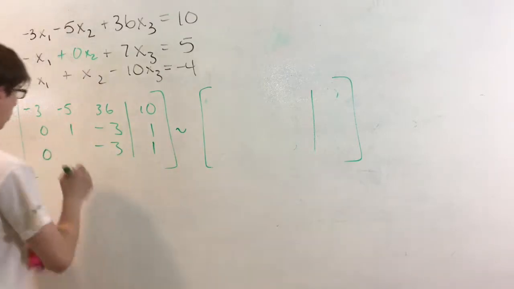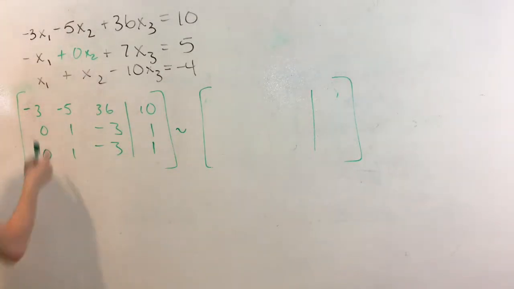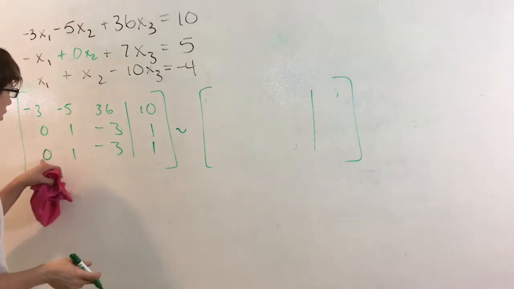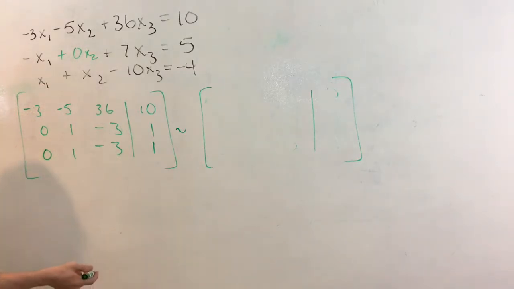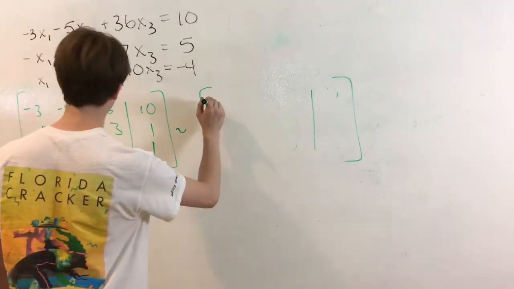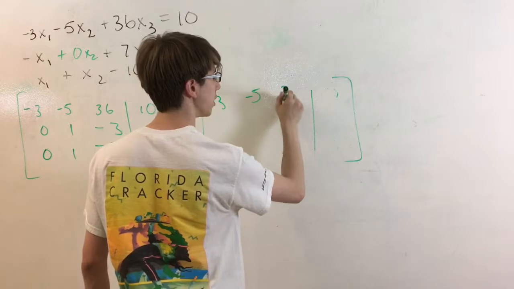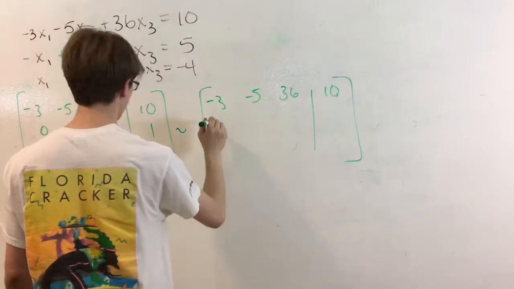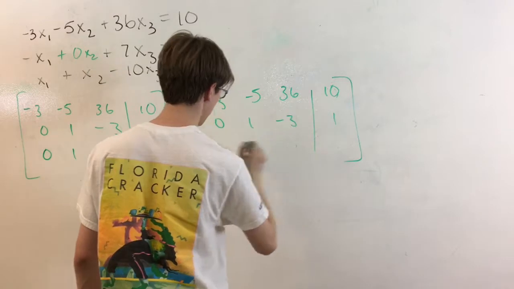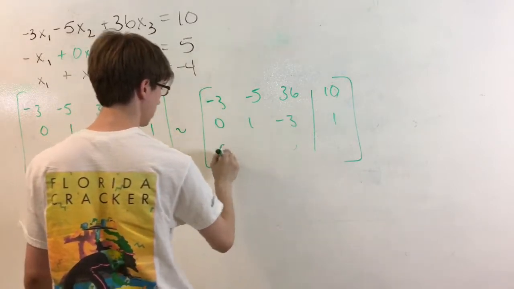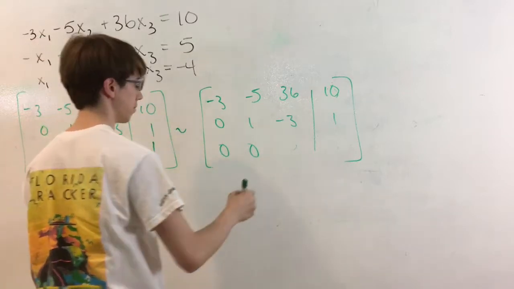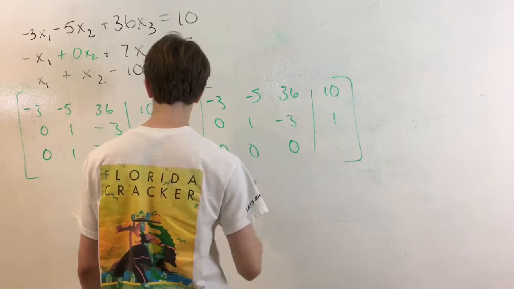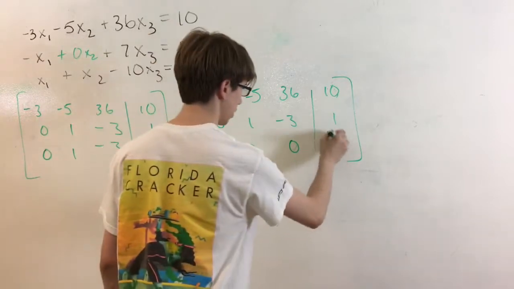So in order to do that, well, we can't do any operation with the first row, because then we're going to end up with this 0 being a number, and that defeats the purpose of having done those operations in the first place. So we have to do row 3 plus negative 1 times row 2 in order to cancel out that. So we end up with negative 3, negative 5, 36, and 10, and then 0, 1, negative 3, and 1, and then 0 plus negative 1 times 0 is 0, 1 plus negative 1 times 1 is 0, and negative 3 plus negative 1 times negative 3 is negative 3 plus 3, which is 0, and then 1 plus negative 1 times 1 is 0.